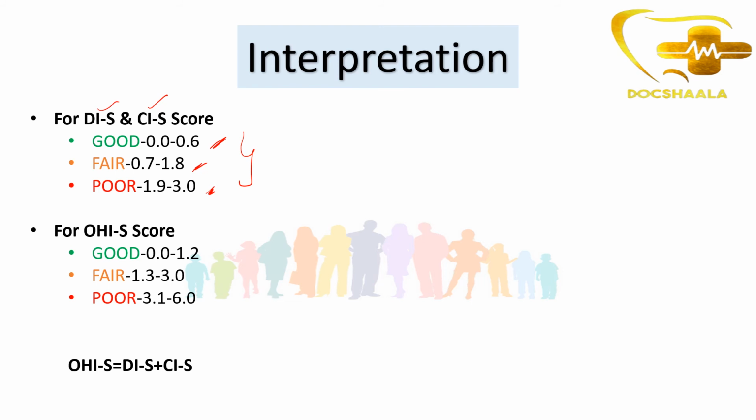So OHI-S is a combination of debris and calculus index. So the higher value will be 3 plus 3, 6, right? So here the 6 will be the highest for OHI-S. So how is it interpreted? Good is given to 0.0 to 1.2. Fair is given to 1.3 to 3. And poor is given to 3.1 to 6. Okay, so we have to remember these values. It is very important. The calculation part of questions mainly come from this. So please do remember this.